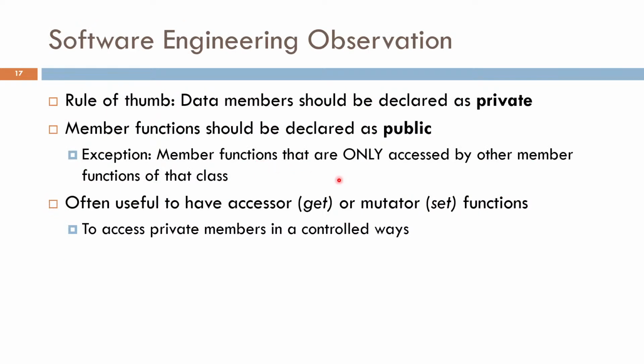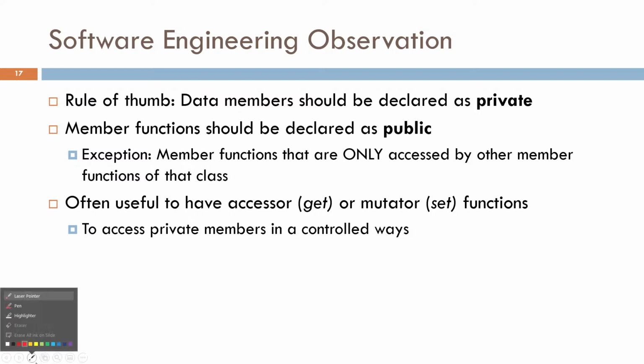Now, in general practice, when you're using classes, a good rule of thumb is that you should always set all your data members as private and your member functions as public. And if you need to access any private data members, you need what we refer to as an accessor, which is our get function, like getCourseName, and our mutator, which is our set function, setCourseName. So an accessor will return the data member, and a mutator will set our data member.